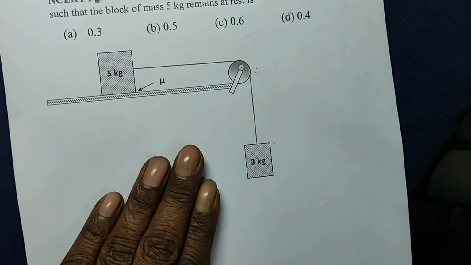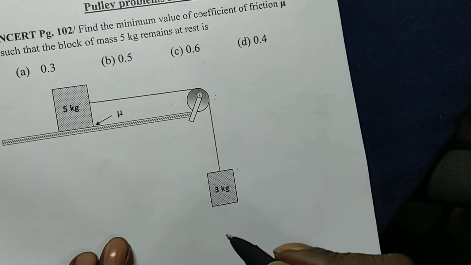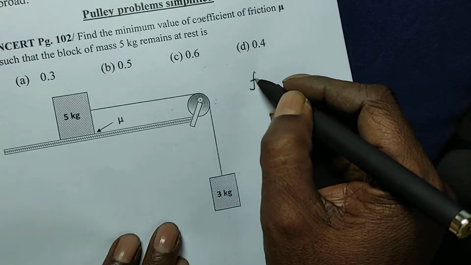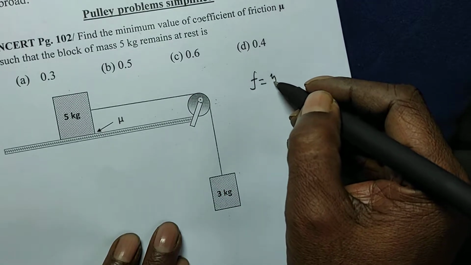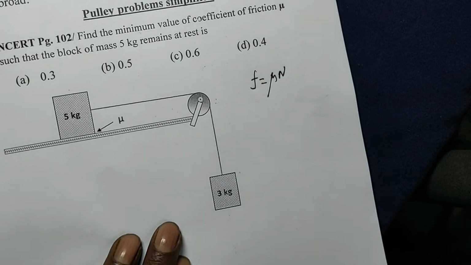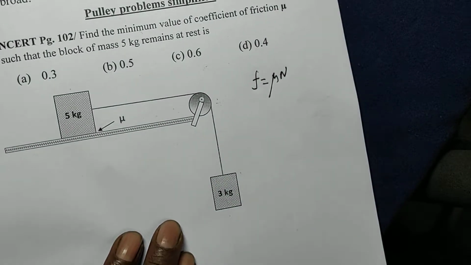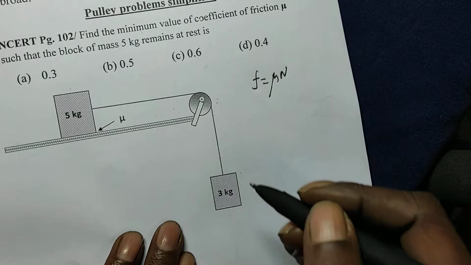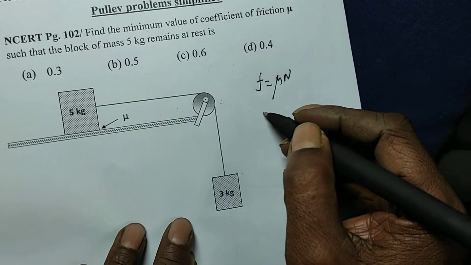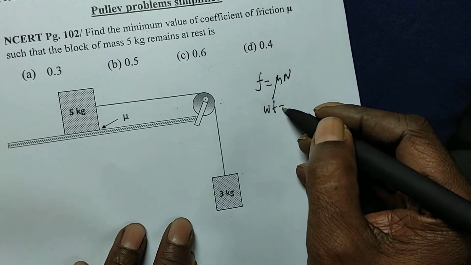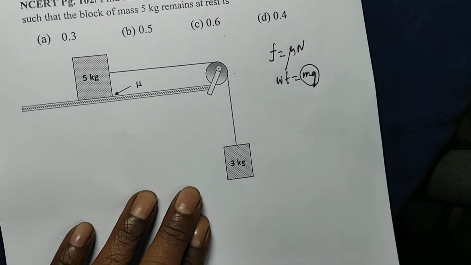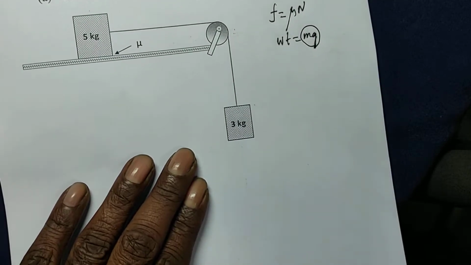Now, to solve this kind of problem, you should know the force of friction. If I represent it as F, it is mu times the normal reaction, and the direction of the normal reaction should be known to you, how it is normal to the surface, and how the force of friction is opposite to the direction of motion. And what else you should know: the weight, I write it as WT, weight is mass times g, meaning this is a force. Now let us go straight to the problem.